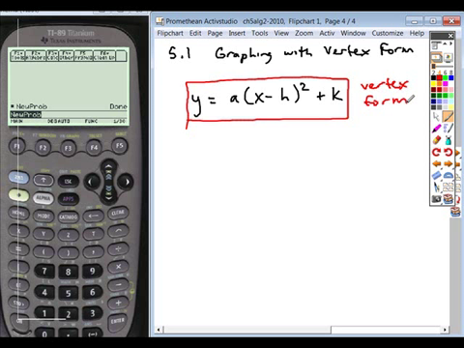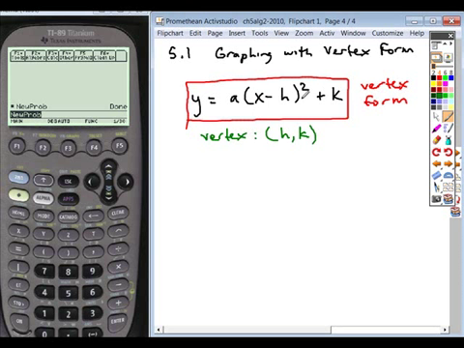Okay. What this vertex form allows you to do is visually see what the graph is going to look like pretty quickly. Right? And it gives you the following pieces of information. The vertex. This allows you to find your vertex extremely easily. Your vertex is just the coordinates (h, k).